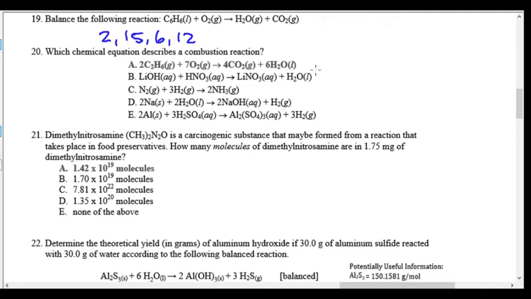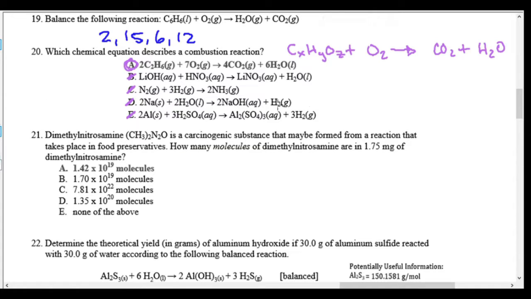Okay, so which one describes a combustion reaction? Combustion reactions are generally CxHyOz, though the O doesn't always have to be there, plus O2 to give us CO2 plus H2O. So if we look, this does not have any H2O or CO2, nor does this, nor does this. This has H2O, but no CO2. This one has CO2 and H2O, so that's it right there. And then, yeah, that's that one.